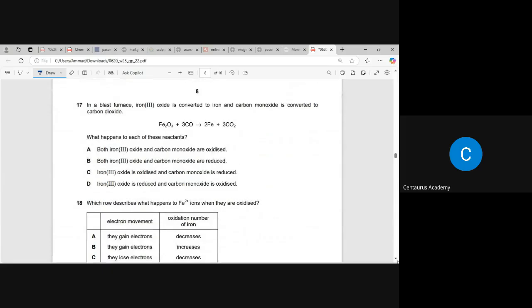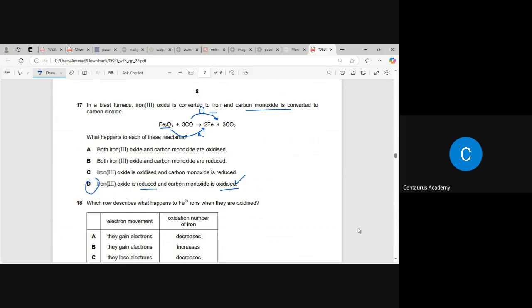In a blast furnace, iron 3 oxide is converted into iron. It is reduced. Carbon monoxide is converted into carbon dioxide. What happens to each of these reactants? So both they are oxidized, both are reduced. No. If one is getting reduced, the other one is getting oxidized. Okay. So carbon monoxide undergoes oxidation. This undergoes reduction. So iron 3 oxide is getting reduced and carbon monoxide is getting oxidized. So D is the right answer choice.